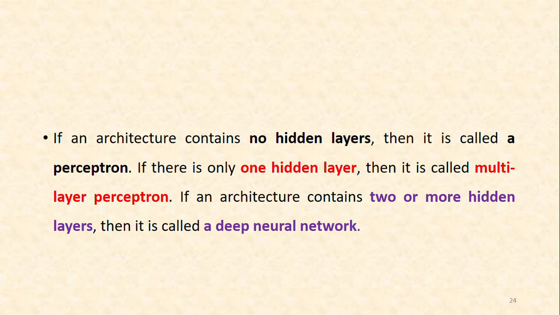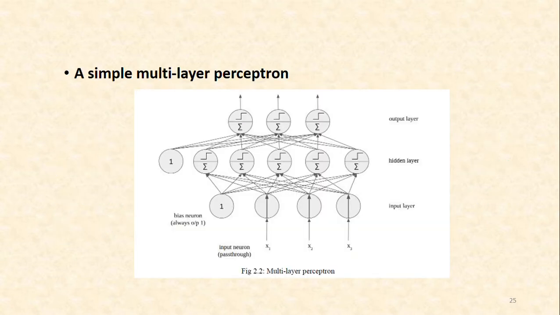If an architecture contains no hidden layer, then it is called a perceptron. If there is only one hidden layer, then it is called a multi-layer perceptron. If an architecture contains 2 or more hidden layers, then it is called a deep neural network. This figure shows the computation related to the artificial neural network. This is a sample multi-layer perceptron, that is, an architecture with one hidden layer.